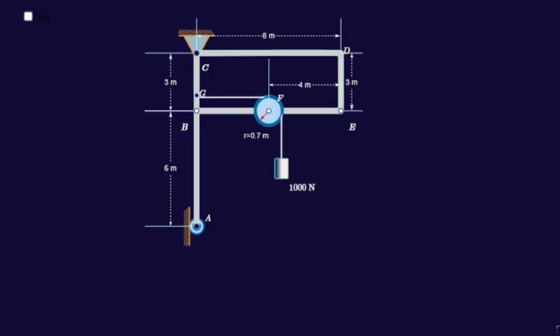In this example, we introduce a pulley and a two-force member. We will learn how to handle a pulley in a frame and how to analyze a two-force member. The problem: for the given frame, find the reactions at supports A, B, C, and E.